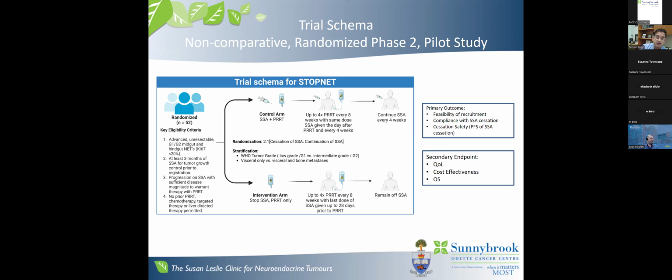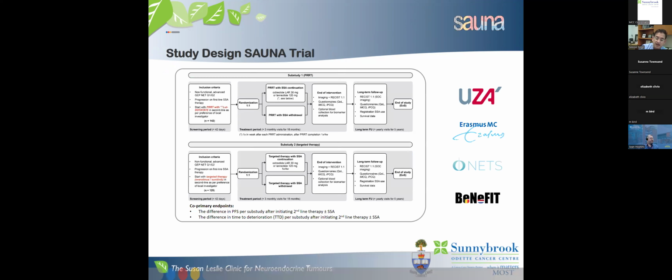And this is the trial schema. It's called StopNet. It's a phase 2 study looking at patients who are on PRRT, to continue with the somatostatin analog or to stop it. We're starting with a feasibility study, but the plan is to get this into a full-blown phase 3. And there is one trial that's being launched across all therapies, molecular targeted therapy, chemotherapy, looking at the starting and stopping of SSAs, called the SAUNA trial. And that specifically will include a PRRT cohort as well. So hopefully we'll get some more information on that.